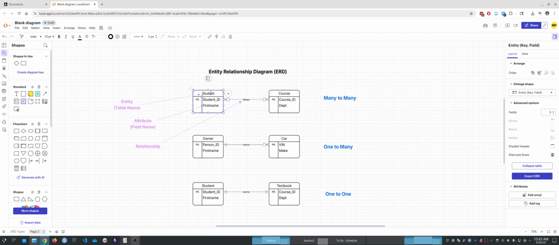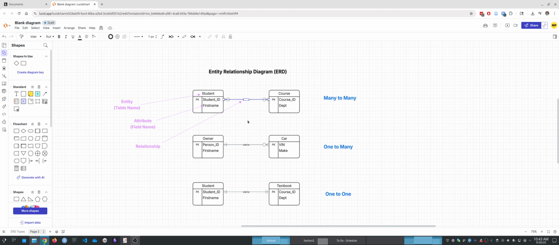And so we've got up here the entity name, then down here we have field names. And then between tables, we have relationships. I like to name my relationships so that I can convert them into English sentences. So a student takes a course. There's a relationship between a student and a course in that a student takes a course.